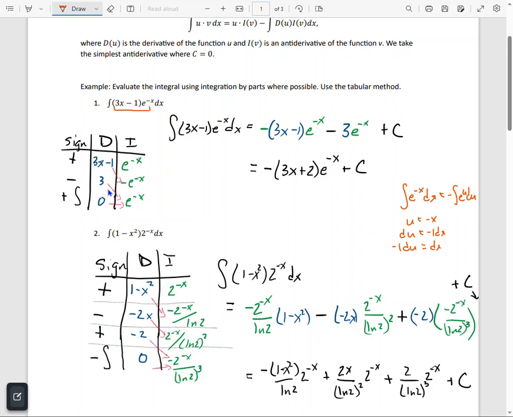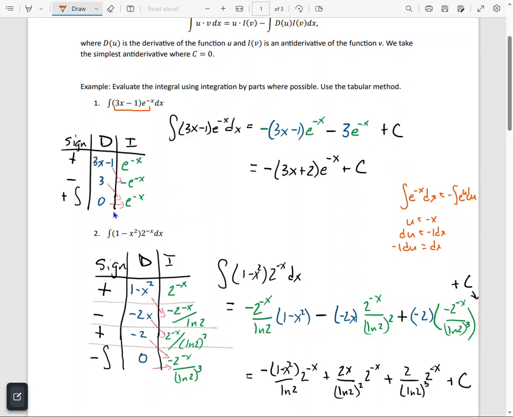So I find the integral for the same number of levels, and then here's how it goes. The integral of 3x minus 1 times e to the negative x dx. We take this first derivative, the u as it originally was, 3x minus 1, multiply by the integral of e to the negative x, so minus e to the minus x. And then the next sign is minus. We'll take 3 times e to the negative x plus c.